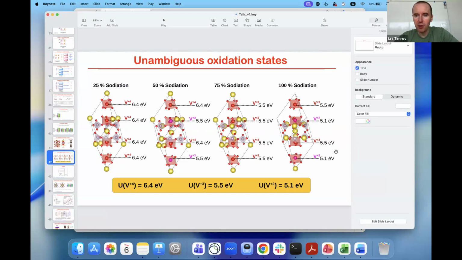So these are the ab initio Hubbard U, in yellow at the bottom. Always decreasing as the oxidation state decreases. Yes, it decreases. One can try to understand why it happens.